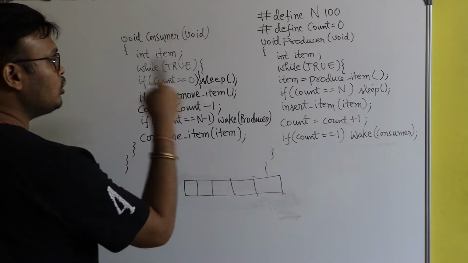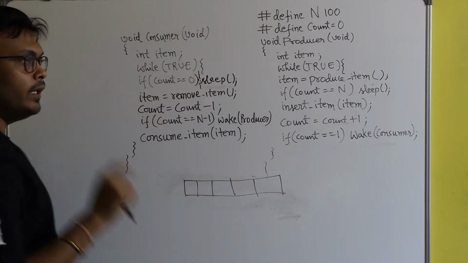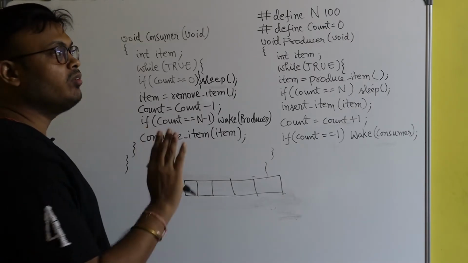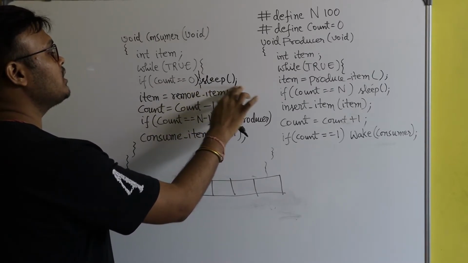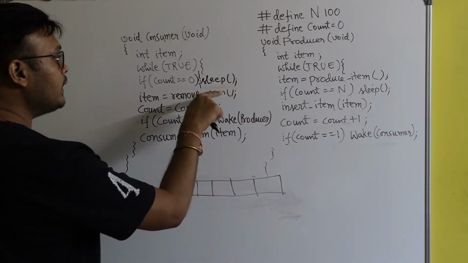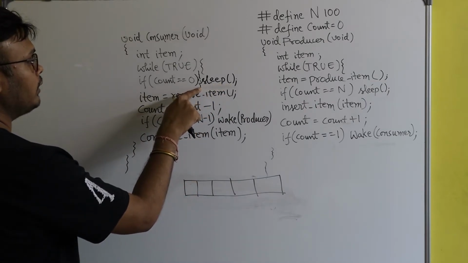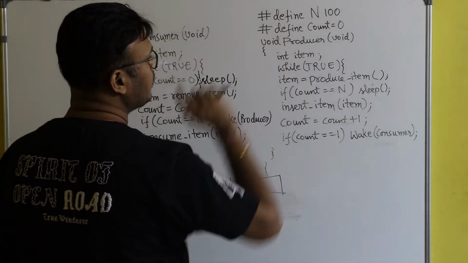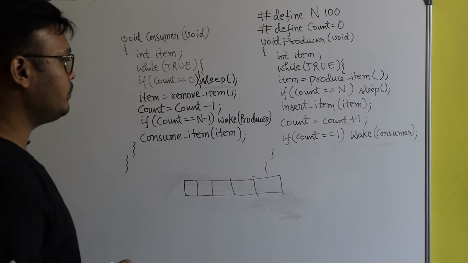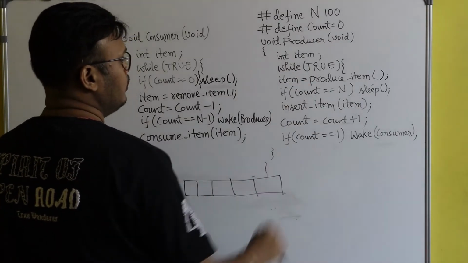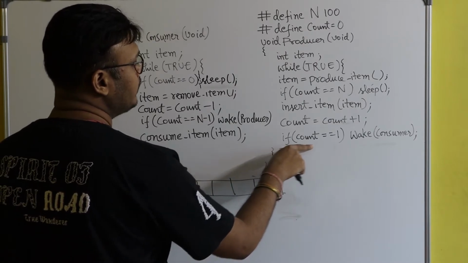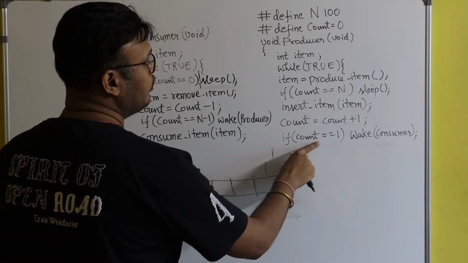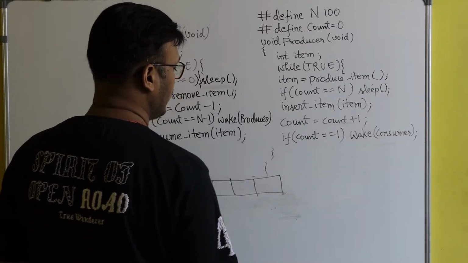So in order to sleep, the consumer must execute this sleep system call. If the consumer does not execute this sleep system call, then the consumer will not sleep. So definitely the consumer will have to execute this sleep system call in order to sleep. But before executing this sleep system call, at this point, context switching happened and the CPU is given to the producer. Then you see what will happen. So now suppose the producer is executing this line. Yeah. If count equal to 1, wake up the consumer.